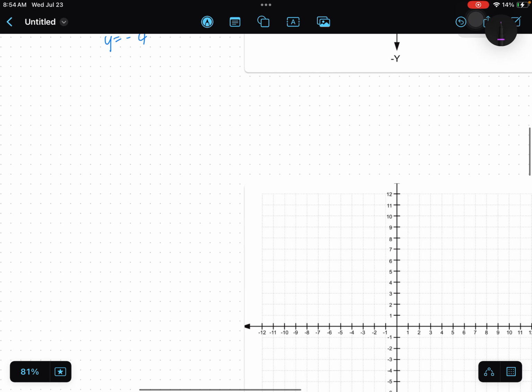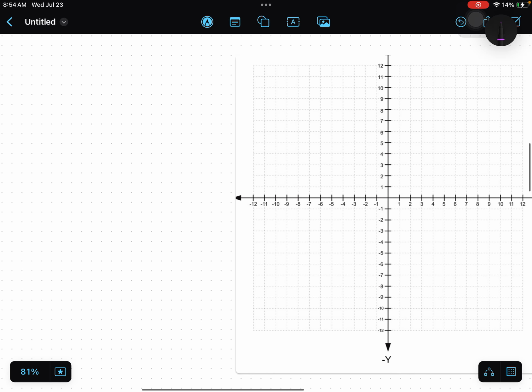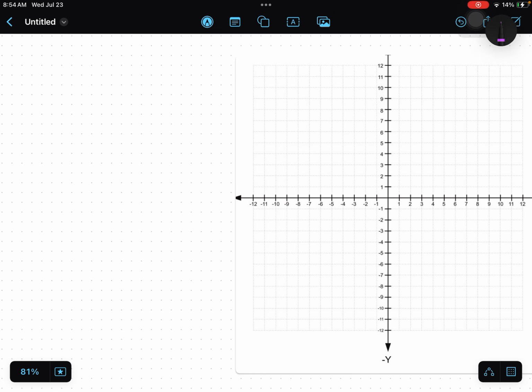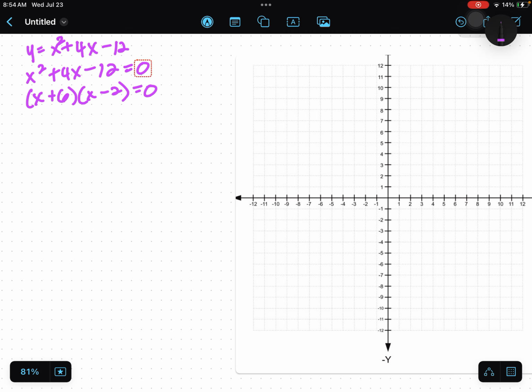So, another example. Let's try something naman na, syempre, hindi odd. So, let's have an even-numbered one. Y is equal to x squared plus 4x minus 12. Again, first step is find the roots. X squared plus 4x minus 12 equals 0. This will give us x plus 6 and x minus 2 equals 0. Therefore, our roots are negative 6 and positive 2.